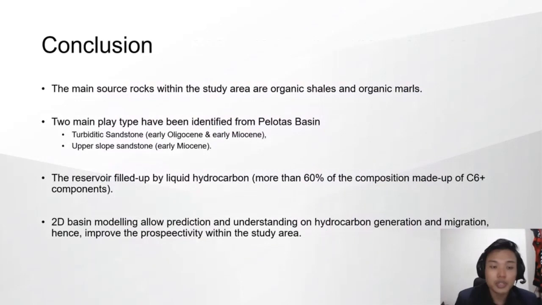In conclusion, the main source rocks within the study area are organic shales and organic shale mounds. There are two main play types that have been identified from the Paleo-Tethys basins: the first one is the turbidite sandstones during early Oligocene and early Miocene, and the second one is the upper slope sandstones during the early Miocene. The reservoir is filled up by liquid hydrocarbon, where it has more than 60% of composition made up of C6 components.